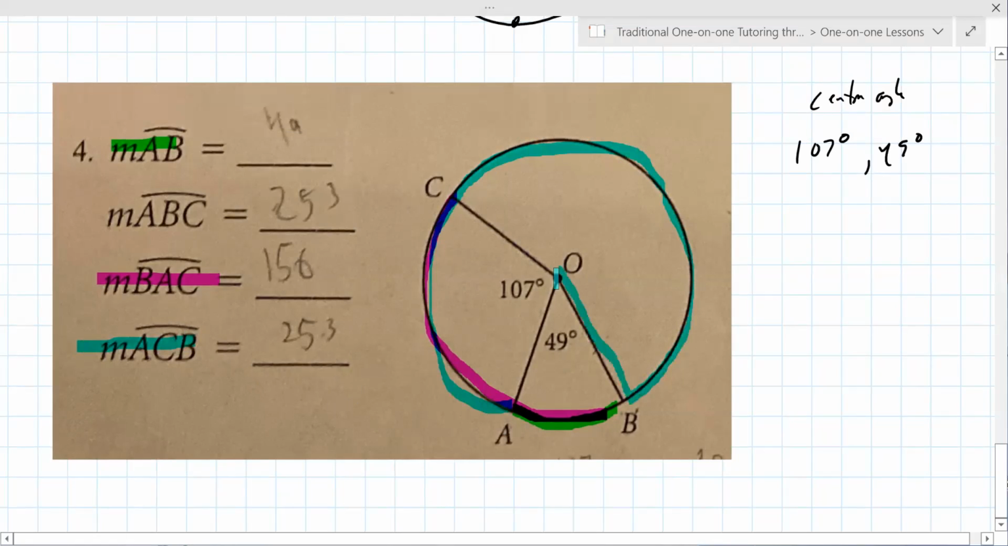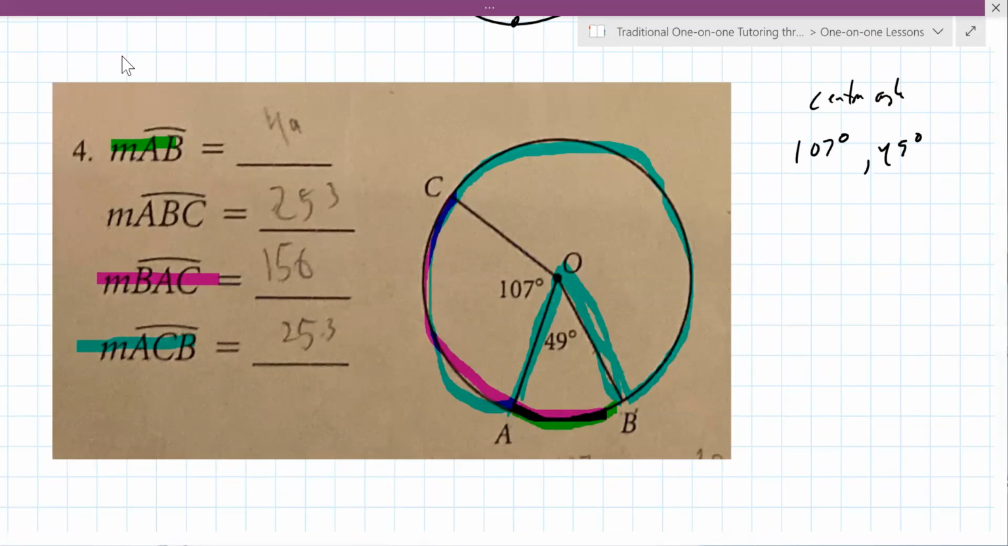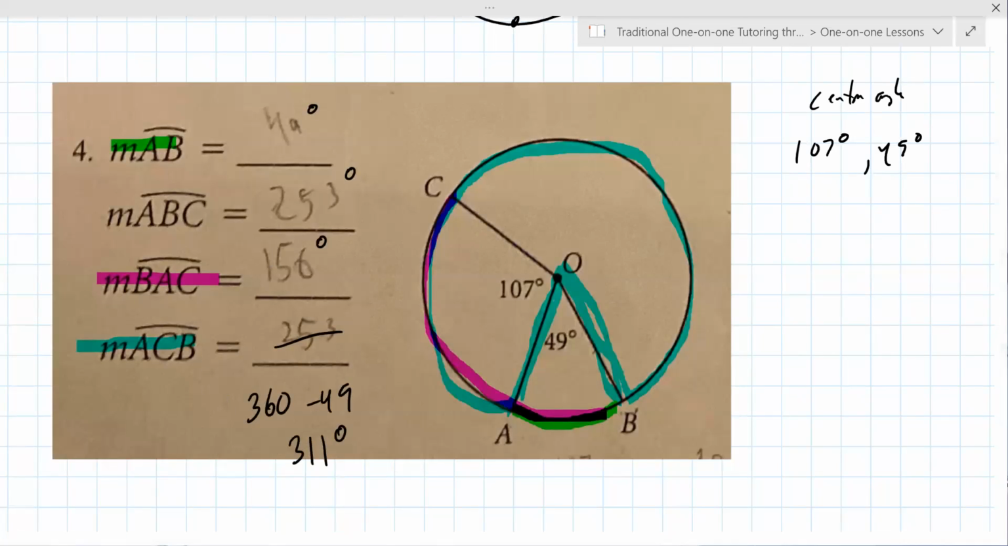Here's another way to do it. It's 360 minus 49. I know they don't teach this, but this is another way to do it. Which one are you skipping? I get rid of the 49 in that, so then that'd be 311. Now, minor thing, these are all degrees. That's worth writing in as well.